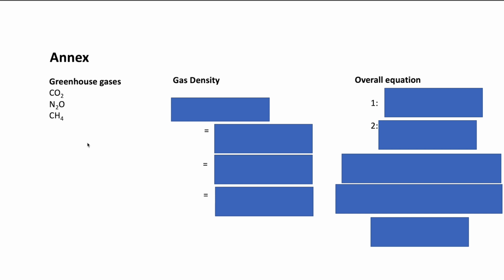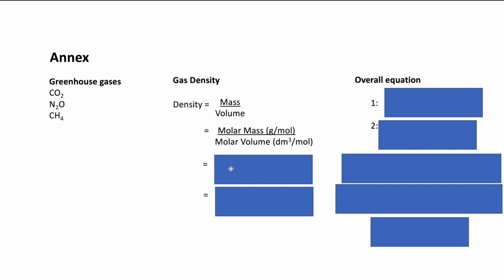And I have some little annex tips for this topic. They will be things like talking about air density. So you calculate air density by having this information. And because density is mass per unit volume, you put the molar mass on top and molar volume below, and you equate them.